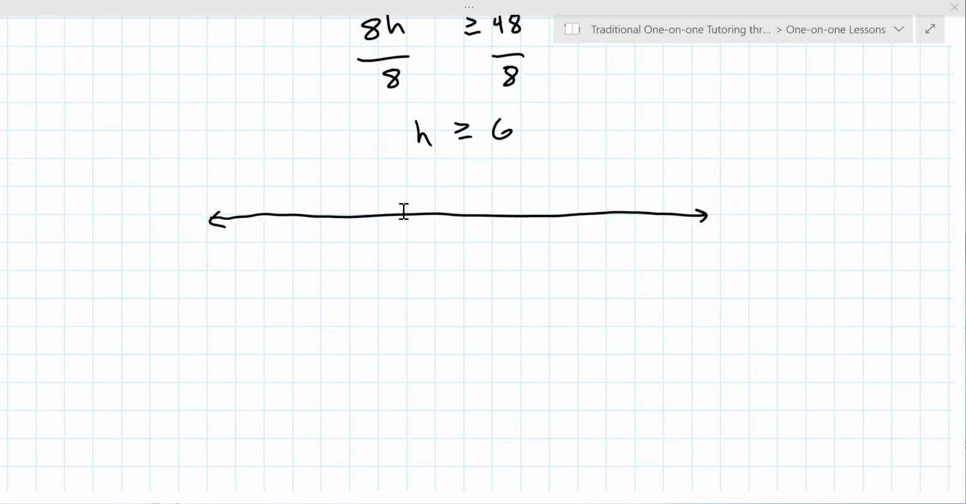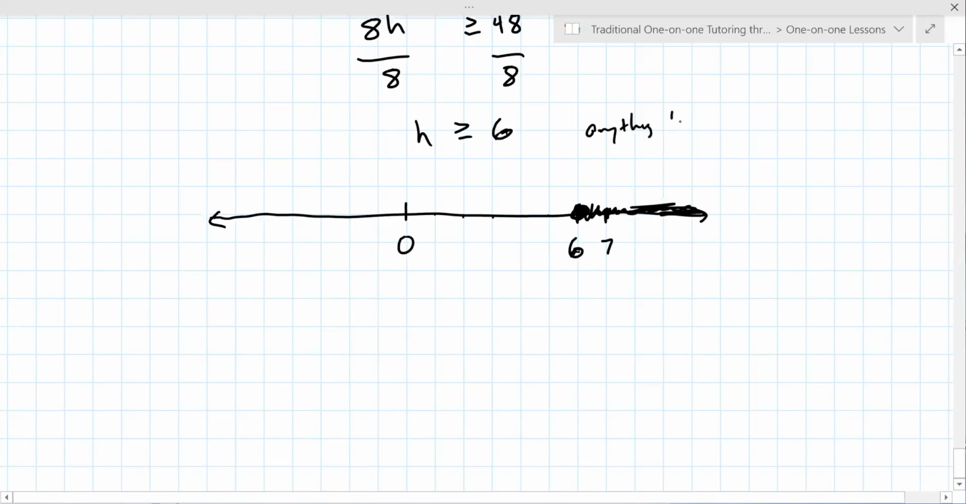So here's my solution: 0, and then 1, 2, 3, 4, 5, 6, filled in circle, and then to the right. Yeah, that's exactly what I did. Okay. So let me ask you: is 7 a true solution? Uh-uh. Why do you say that? Give me some more information. Because h is not greater than less than 7. Well, but h is greater than or equal to 6. That means anything bigger. Oh yeah, then yeah, 7 is.